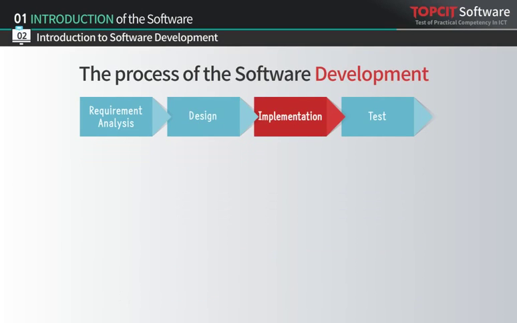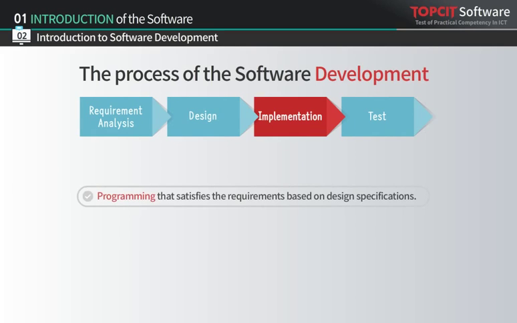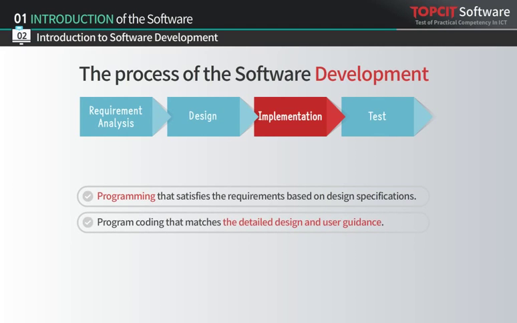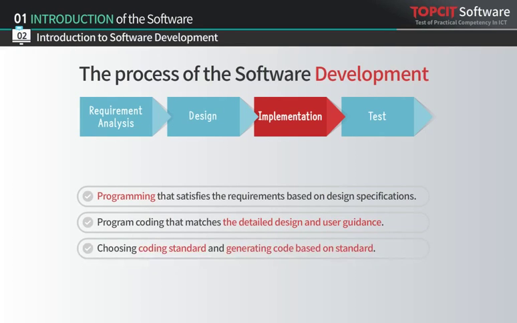The objective of software implementation is to execute programming that satisfies the requirements based on design specifications. Programs should be coded according to detailed design and user guidance. One of the most important works during the implementation stage is to choose the coding standard and to create code based on this standard.